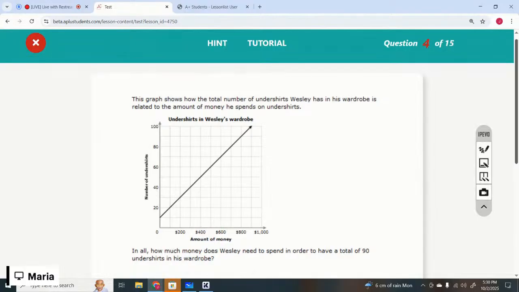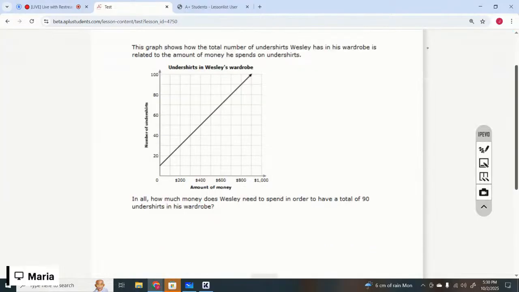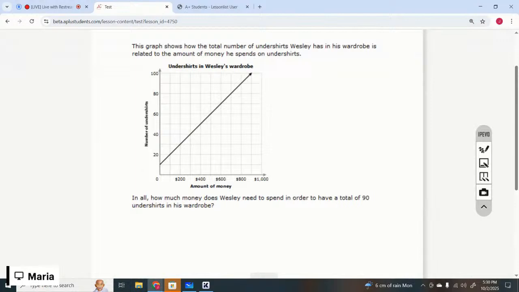This graph shows how the total number of undershirts Wesley has in his wardrobe is related to the amount of money he spends on undershirts. In all, how much money does Wesley need to spend in order to have a total of 90 undershirts in his wardrobe?